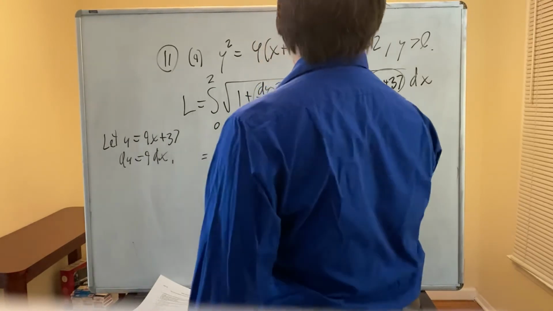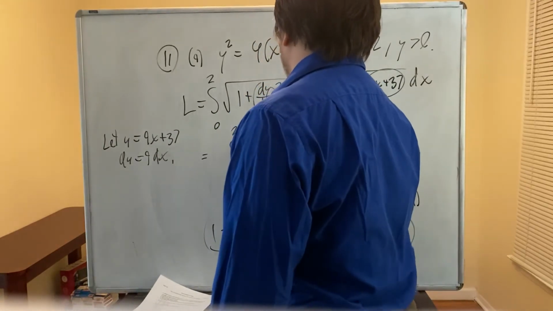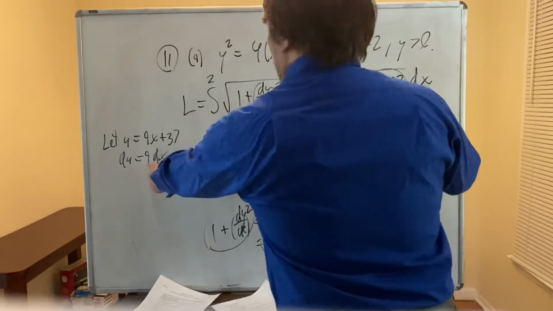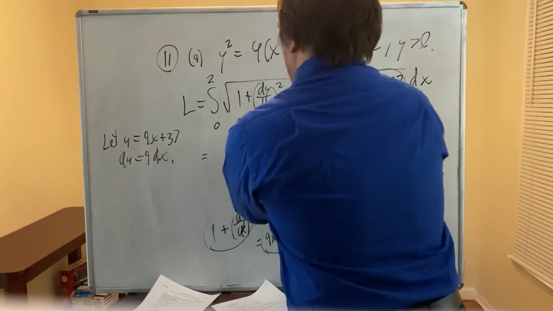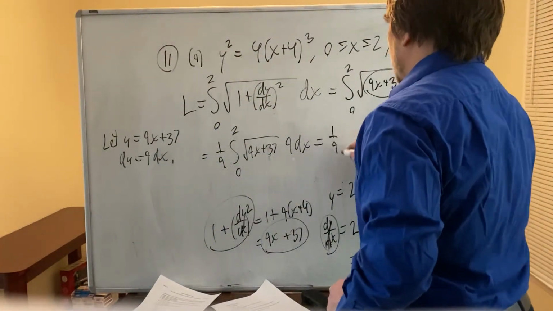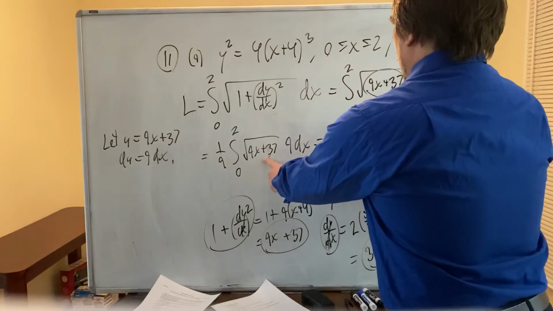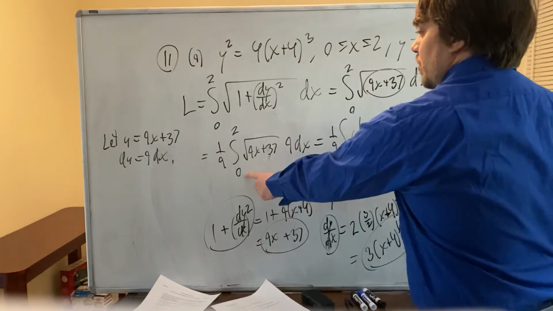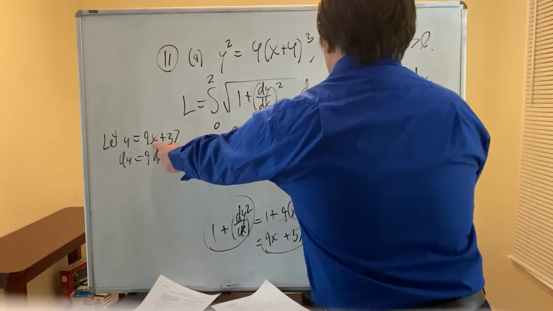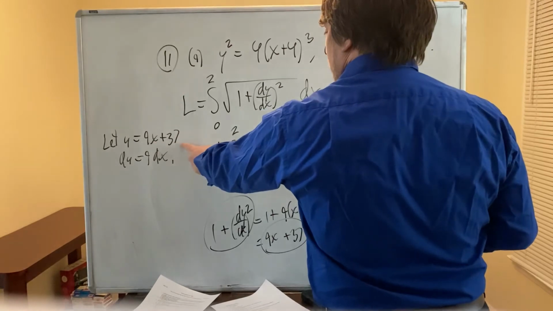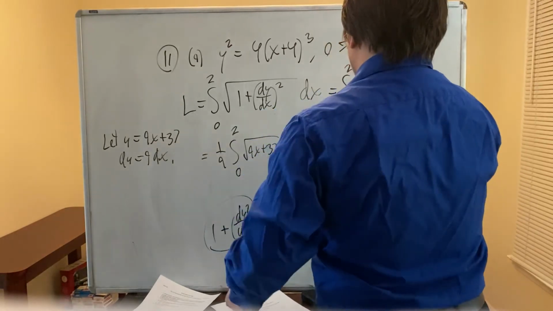So the definite integral from 0 to 2 of the square root of 9x plus 37, and then the dx is here. You need a 9 in front, so a 9 dx, and then multiply the outside by 1/9. This is equal to 1/9 times the definite integral of the square root of u, that's u to the 1/2, 9 dx, which is du. Evaluate: when x is 0, u is 37. When x is 2, you get 18 plus 37, which is 55.